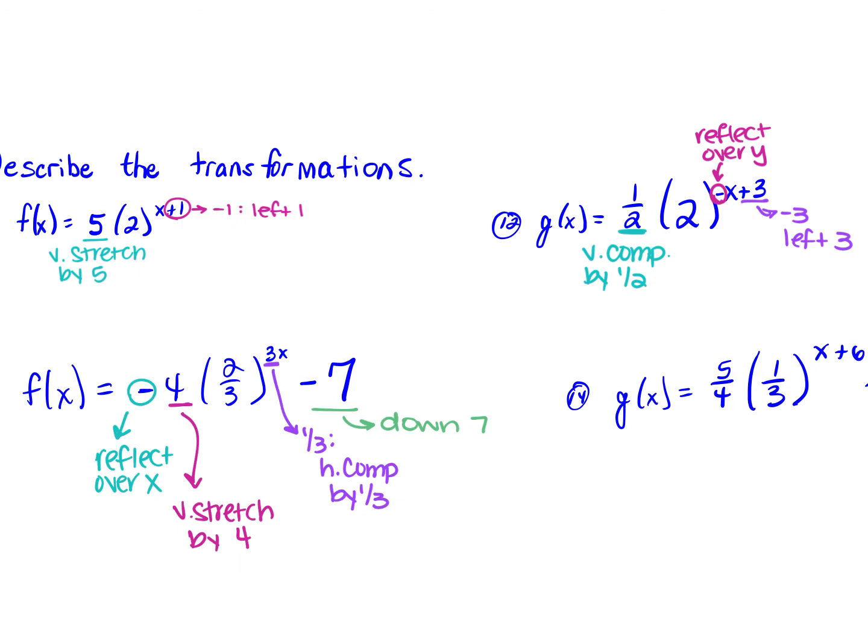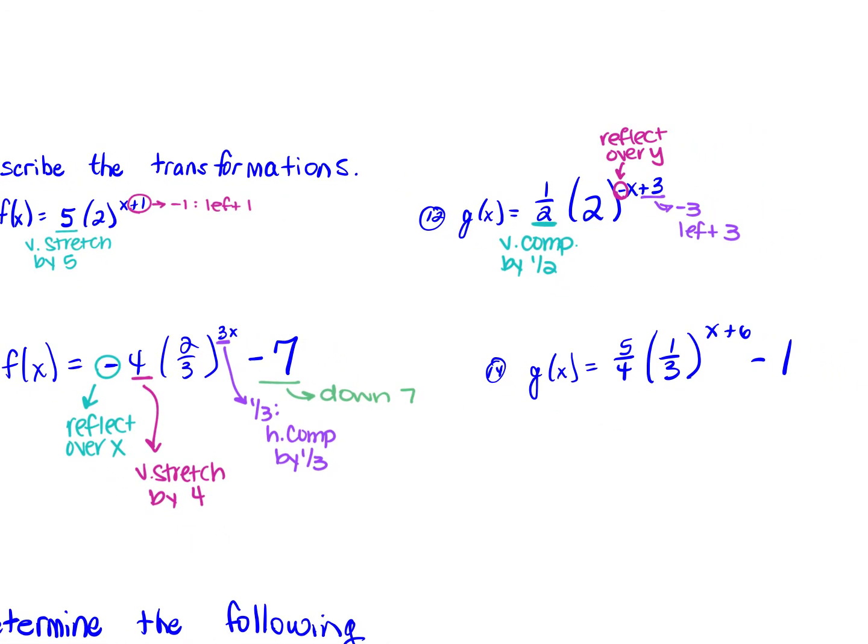For 14, we have g of x is equal to 5/4 times 1/3 to the power of x plus 6 minus 1. First thing that you see there is that 5/4. That 5/4 is greater than 1. So you have a vertical stretch by a factor of 5/4.